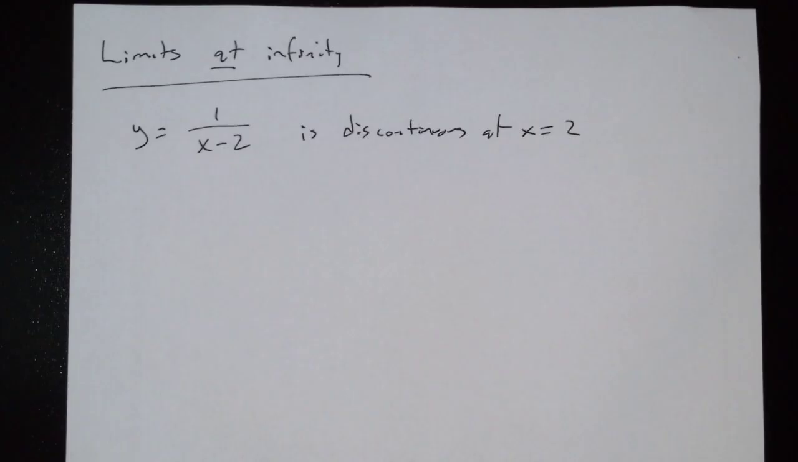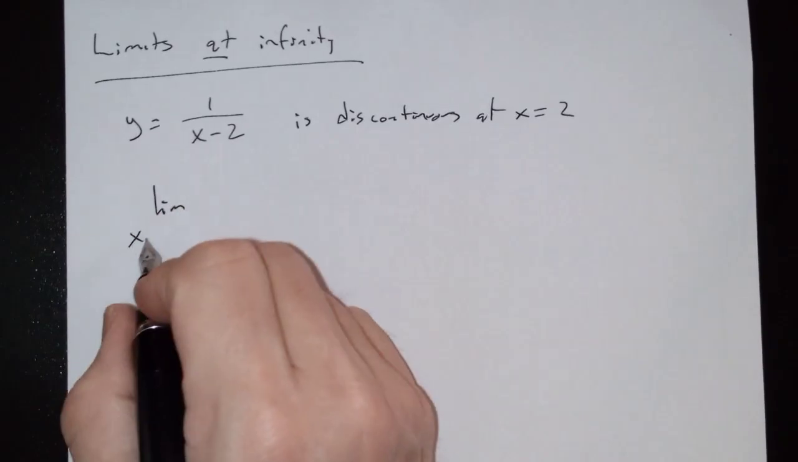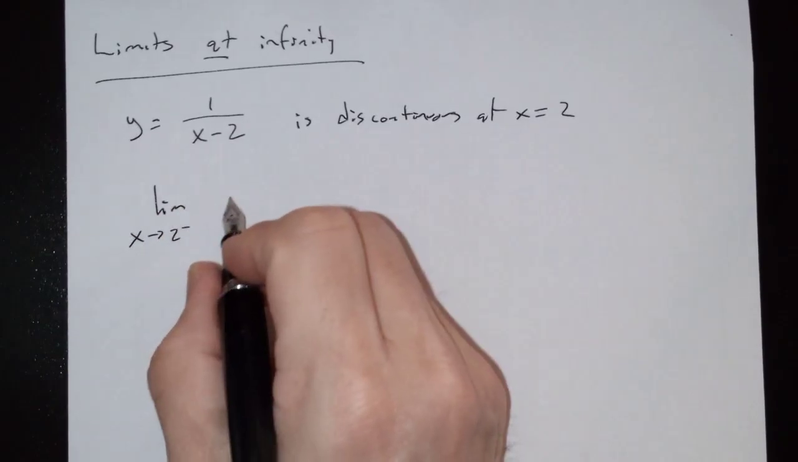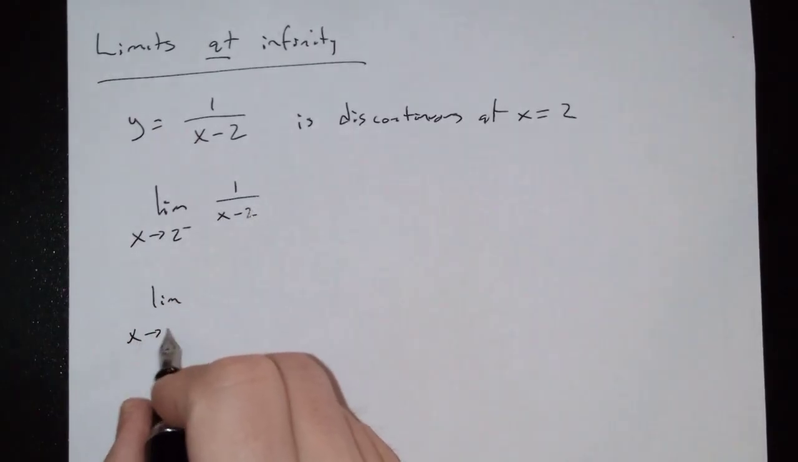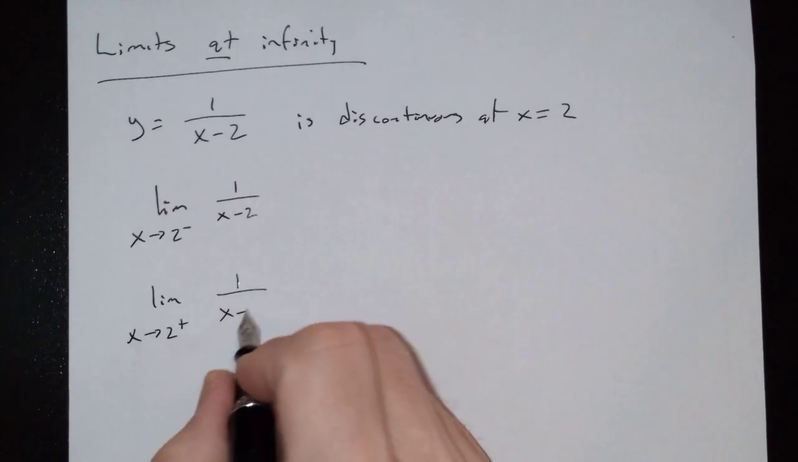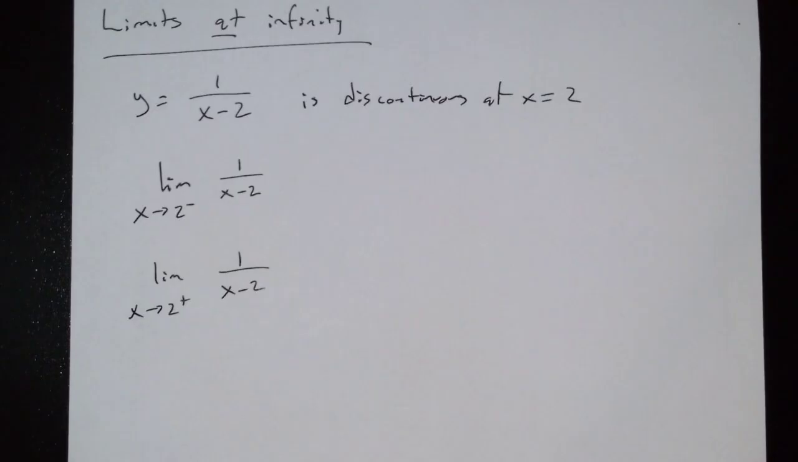So let's ask about the other piece of our definition. What is the limit as we approach x equals 2? And we can do it from each side. So how would I go about evaluating this limit?